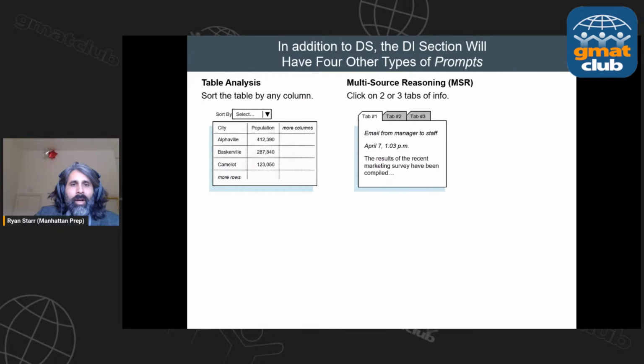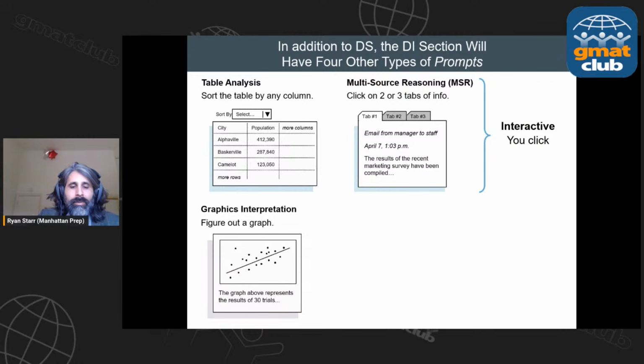So you'll know that there are these 4 question types, or 4 prompt types at least. There are table prompts, there are the MSR prompts, multi-source reasoning, in which you get 2 or 3 tabs of information. Mine is such a blur now that I do not remember how many tabs I got, but I think it was 2 tabs. I think I was pleasantly surprised on my Focus Edition.